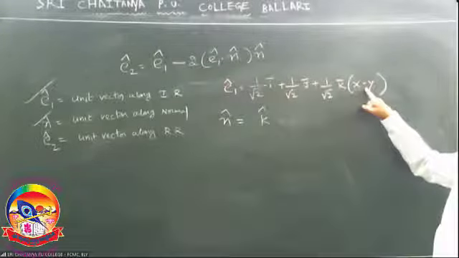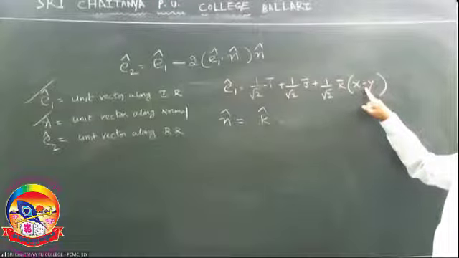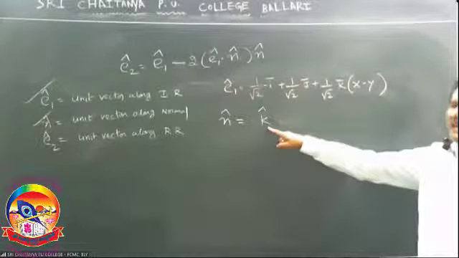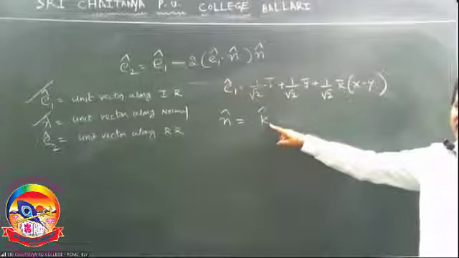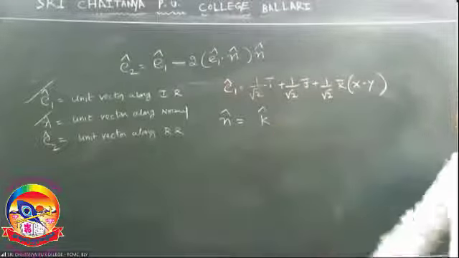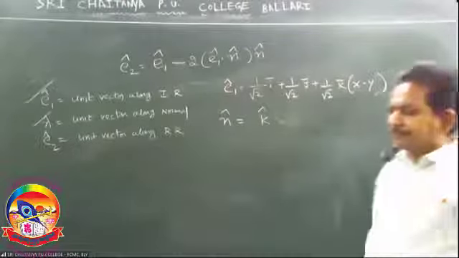Suppose the XZ plane is given. What is perpendicular to XZ? That is Y, so I will take J bar. This will not be given. We have to consider the unit vector along the normal.